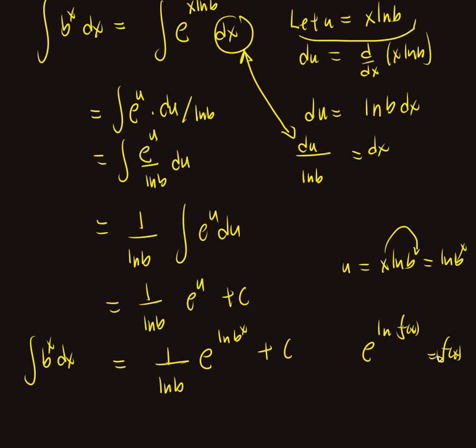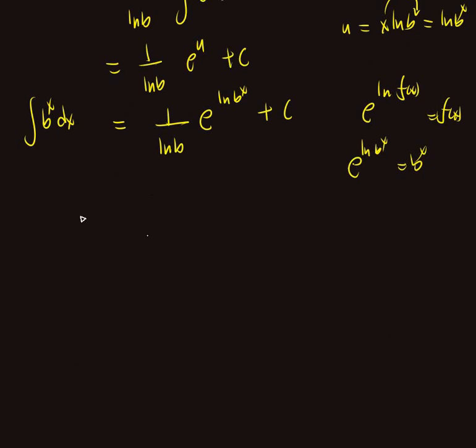E to the natural log of f of x is equal to f of x is one of the rules we have up there. Then this part is going to be equal to what? E to the natural log of b to the x is just going to be b to the x. So our integral, let me roll this a little bit down. Our integral, that it was b to the x dx, equal to 1 over natural log of b to the x is equal to what? b to the x plus c.